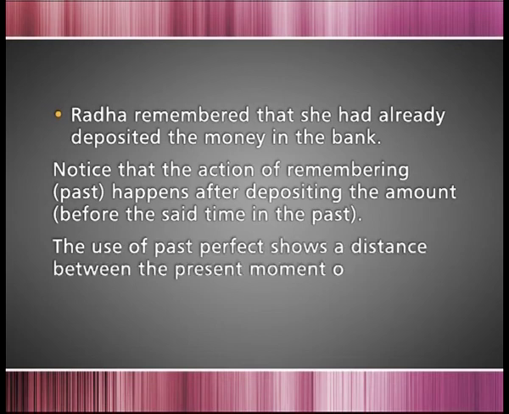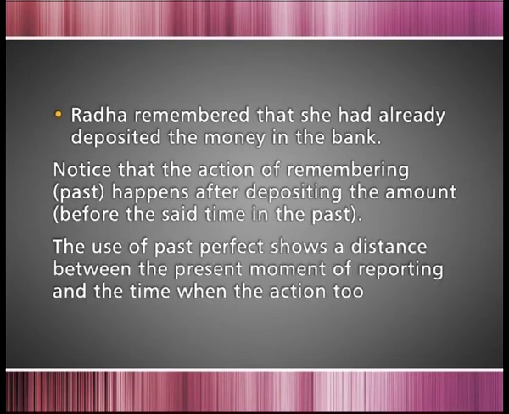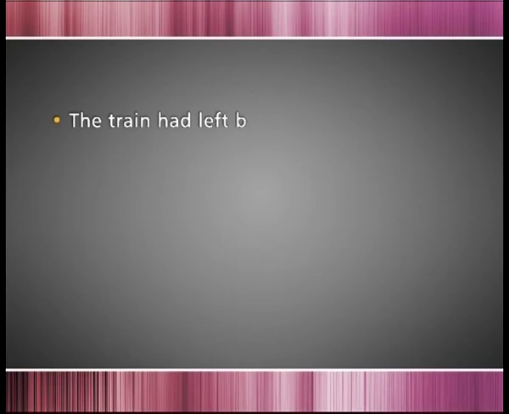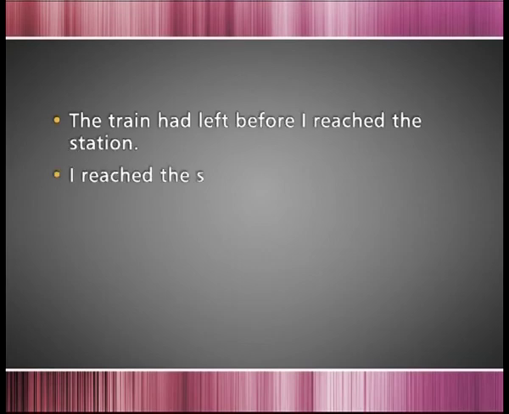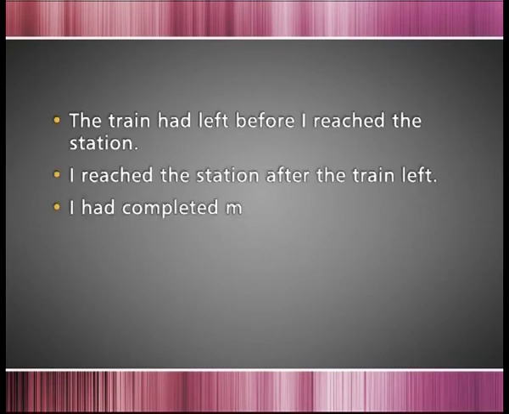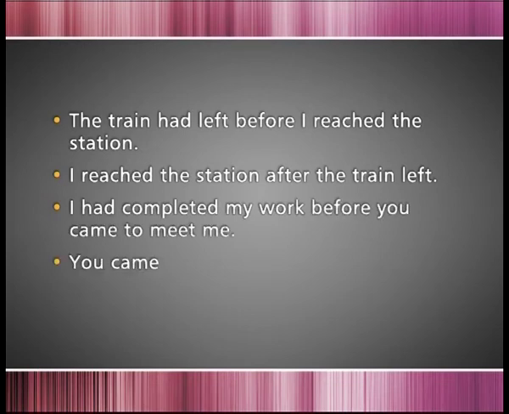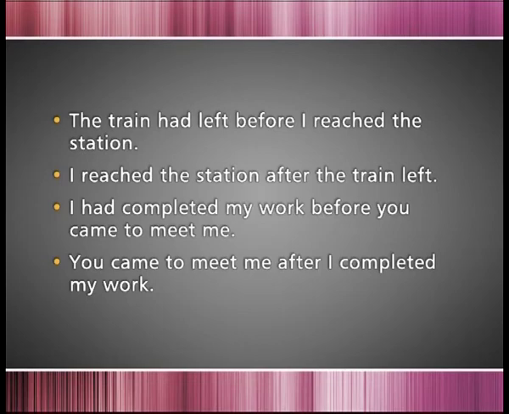The use of past perfect shows the distance between the present moment of reporting and the time when the action took place. It is often possible to bring out the earlierness of either action without the use of the past perfect tense, but with the help of conjunctions like before or after. Look at the sentences now. The train had left before I reached the station. I reached the station after the train left. I had completed my work before you came to meet me. You came to meet me after I completed my work.